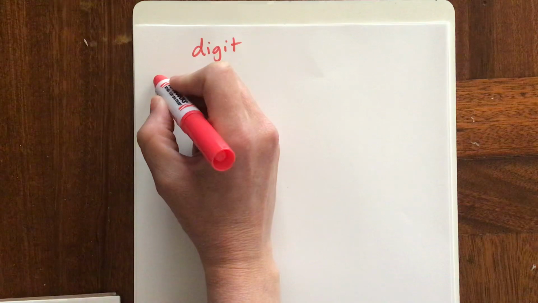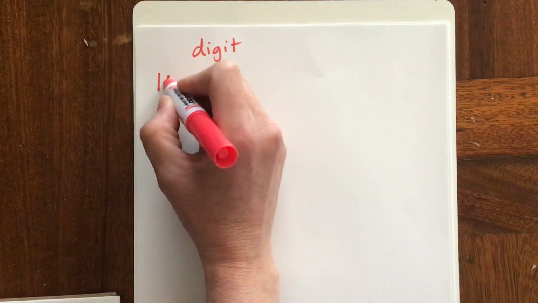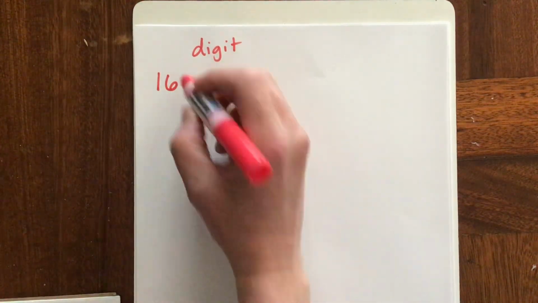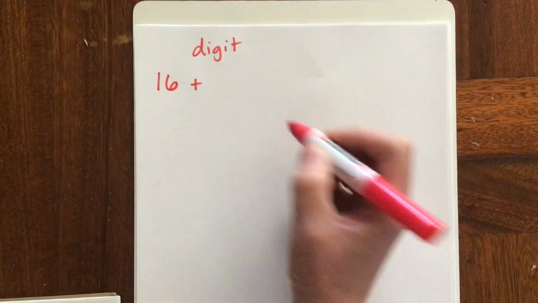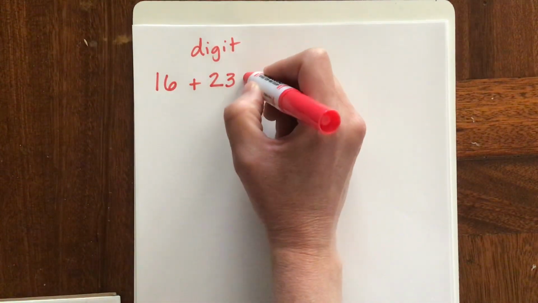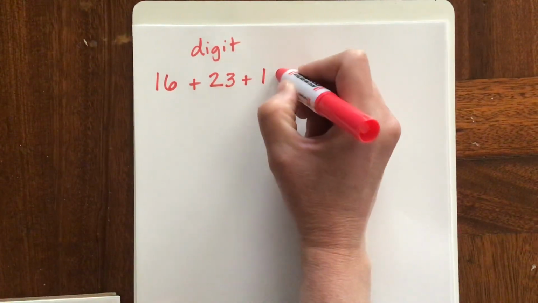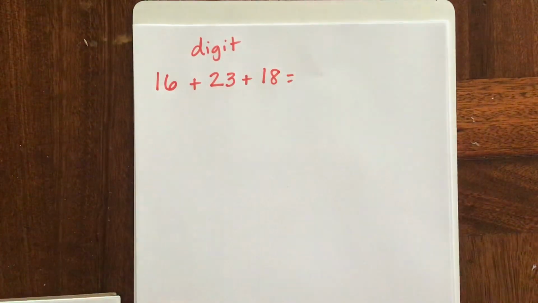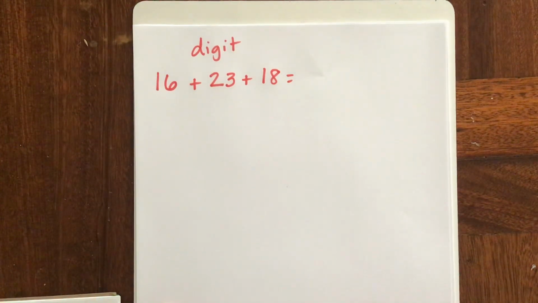All right, so why don't you write these down with me? First, we're going to do 16 plus 23 plus 18.